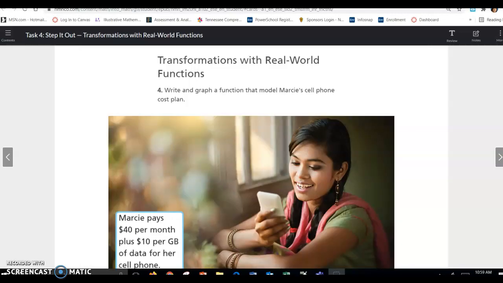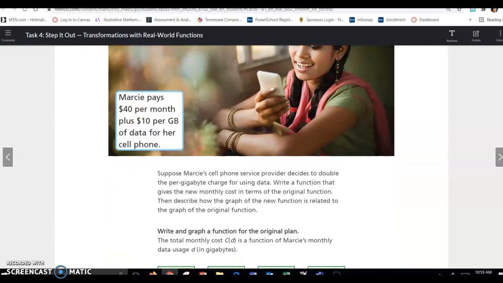All right, task 4, transformations with real-world functions. Write and graph a function that models Marcy's cell phone cost plan. Marcy pays $40 per month plus $10 per gigabyte of data for her cell phone. Suppose Marcy's cell phone service provider decided to double the per gigabyte charge for using data. Write a function that gives the new monthly cost in terms of the original function. Then describe how the graph of the new function is related to the graph of the original function. Write and graph a function for the original plan.